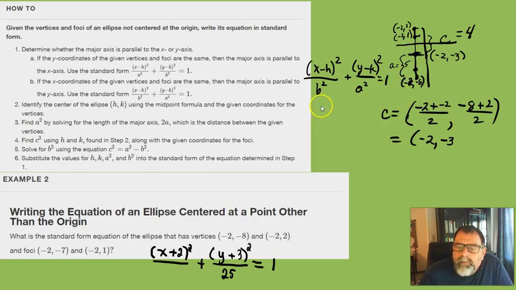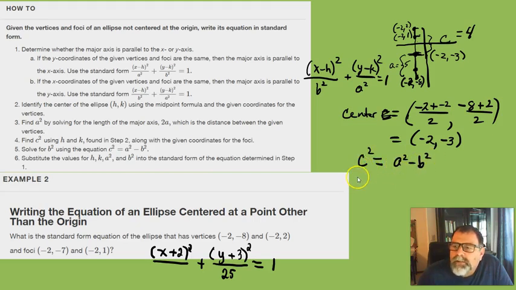So now I need to figure out b using this formula. c squared is a squared minus b squared. Well, this c is, I should say, center. Yeah, that was confusing me, but c and then c. c squared is a squared minus b squared.